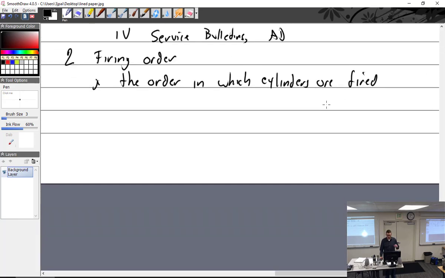So, all right, firing order. Order in which cylinders are fired. Best place to find the firing order is on the side of the engine. It's always there. So let's see. Cylinder numbering is not standard.